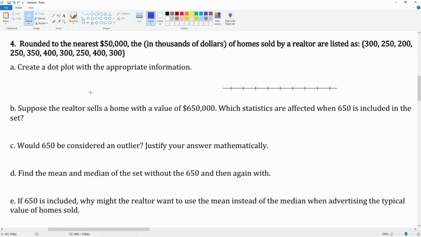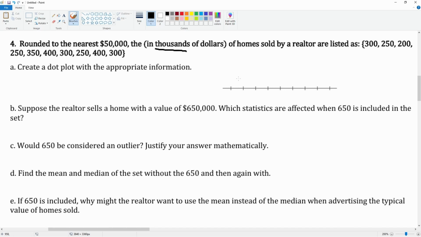All right, here we have number 4. Round to the nearest 50,000. The thousands of dollars of homes sold by retailers are listed as 300, 250, 200, 250, 350, 400, 300, 250, 400, and 300. So these are in thousands of dollars. Just a reminder, this is not hundreds. These are in thousands.